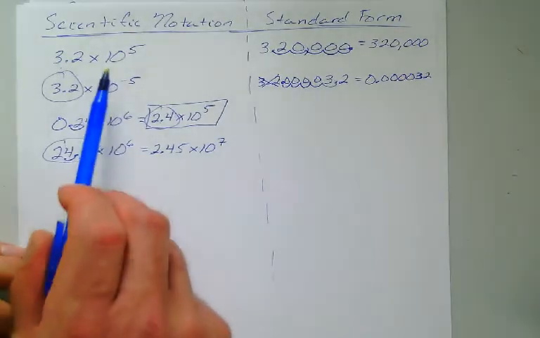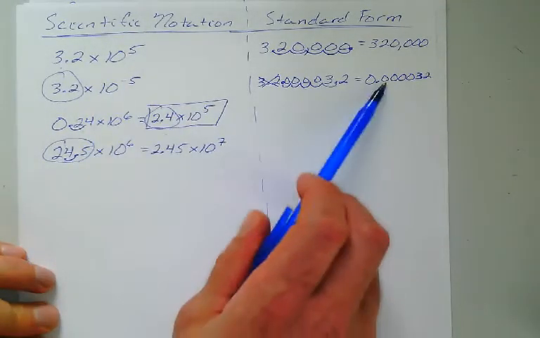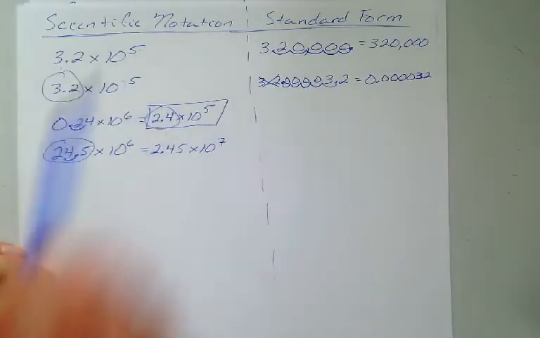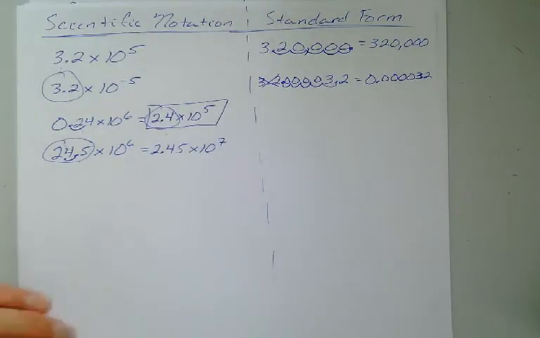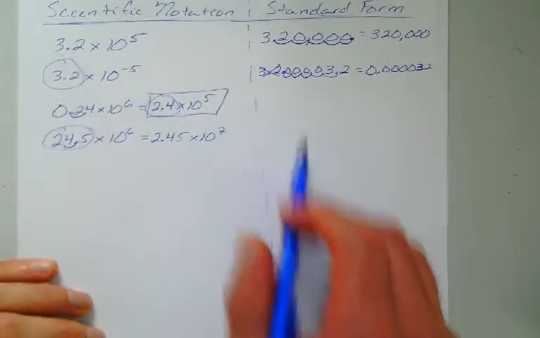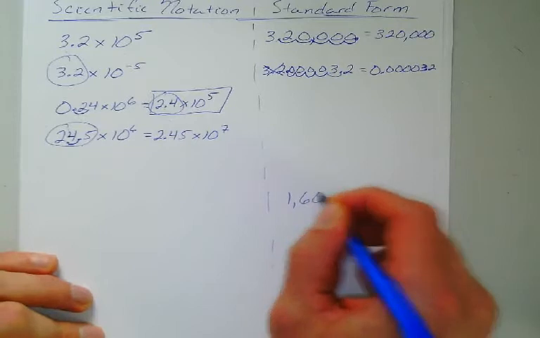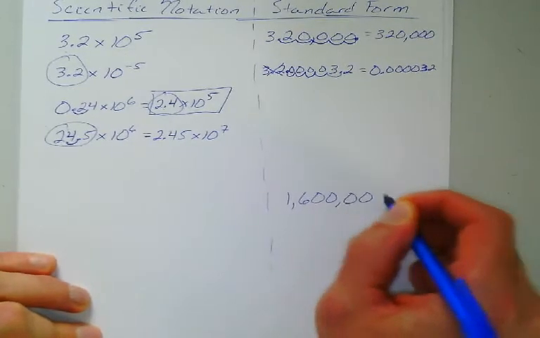So far we've gone from scientific notation to standard form. You just move your decimal point however many times your exponent tells you to. Now, if we wanted to go the other way, say I had a number written in standard form like 1,600,000. That's a pretty big number.